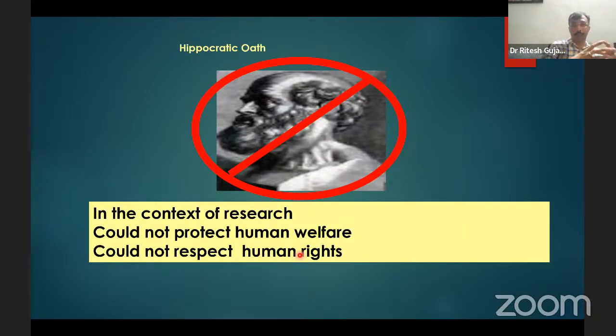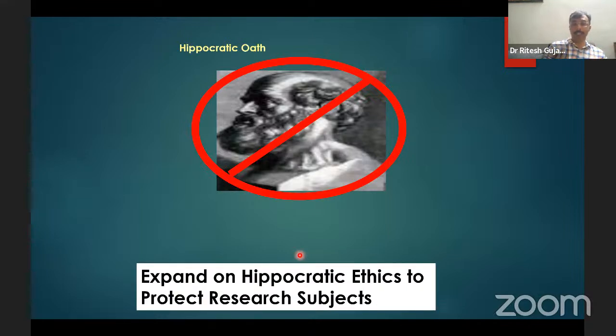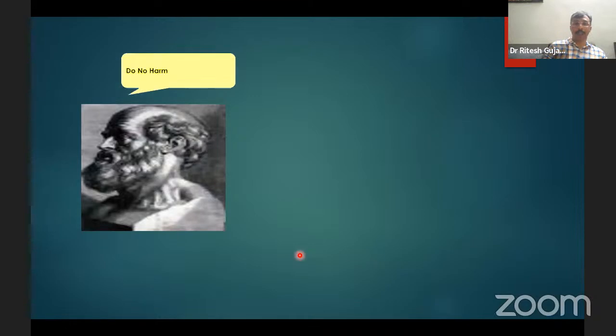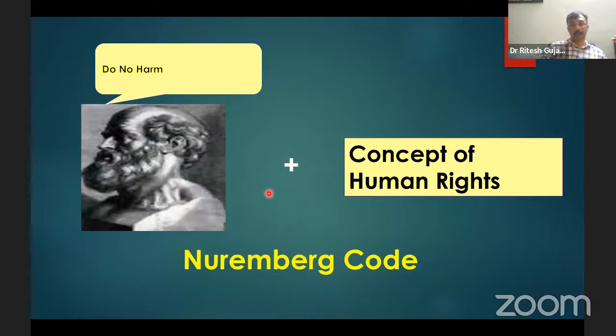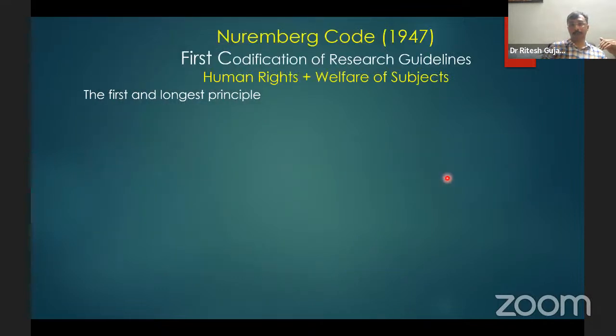Because the Hippocratic oath talks about the welfare of all research participants, but it couldn't protect human welfare. It couldn't protect the respect of human rights or dignity of all those participants. So what was needed? Expansion of that Hippocratic oath is required. So what is that? Now it has been done in the form of the Nuremberg Code, where the Hippocratic oath is there. Along with that, now concepts of human rights. Mandatorily, we have to follow all these things, and then came into the picture the Nuremberg Code. It talks about the human rights plus welfare of the subjects.